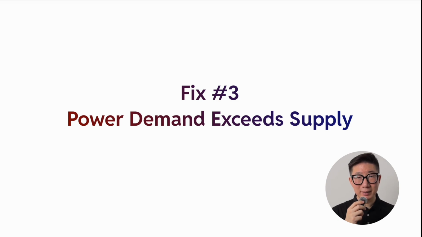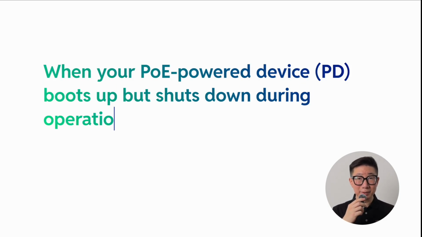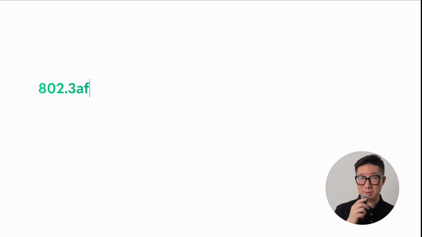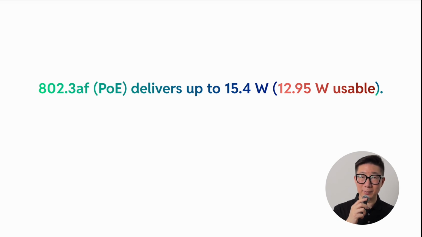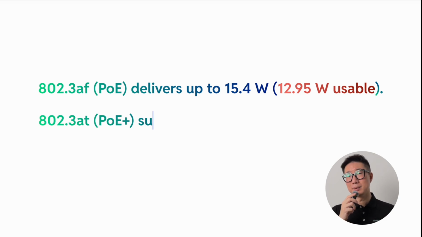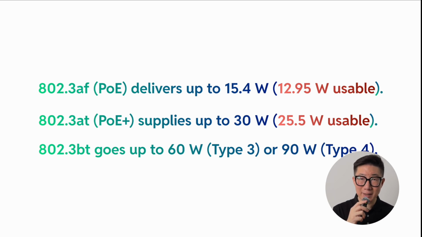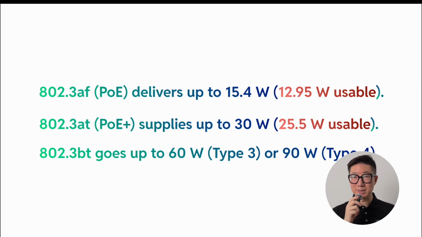It powers on, but then shuts off when you start recording. What gives? This is often a PoE class mismatch. Your PD simply demands more power than the port can deliver. Quick power guide: 802.3af maxes out around 15 watts, 802.3at allows 30 watts, and 802.3bt goes up to 60 or 90 watts, depending on the type. If you plug a 30 watt PD camera into PoE AF ports, it might never start, or it will boot and then reset the moment the IR LEDs kick in. That's the power spike crashing the port.